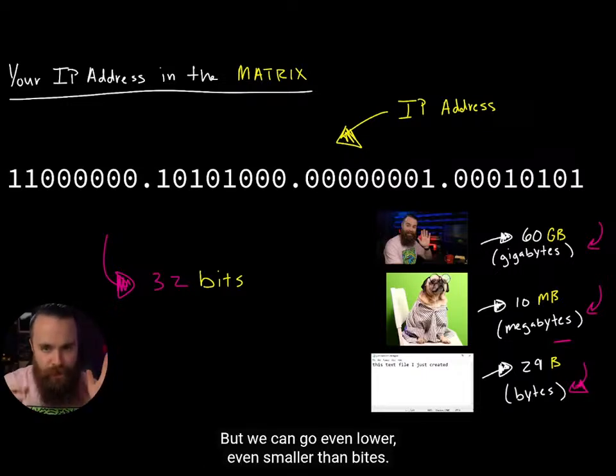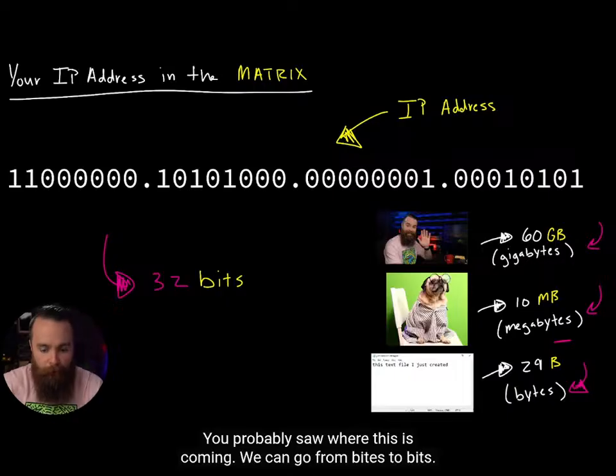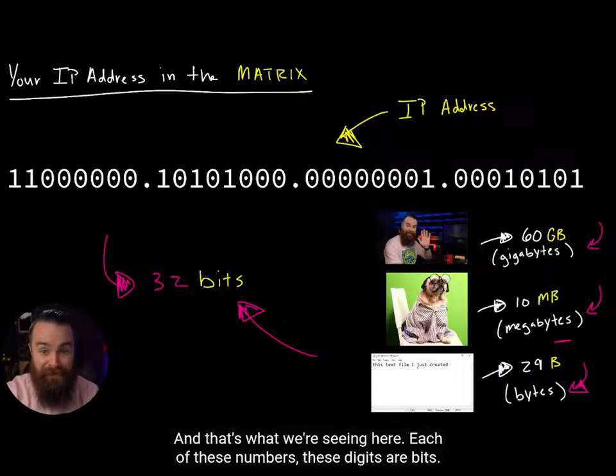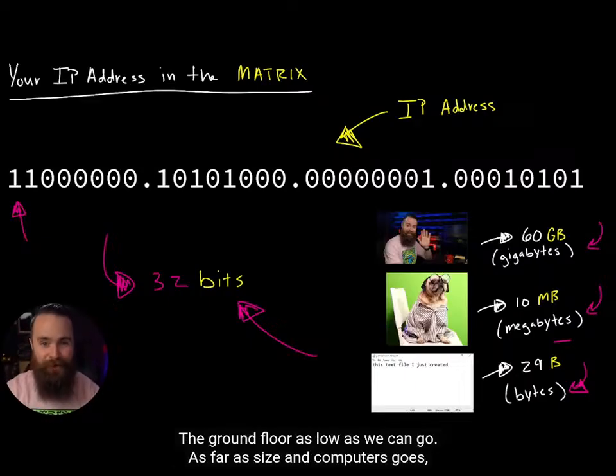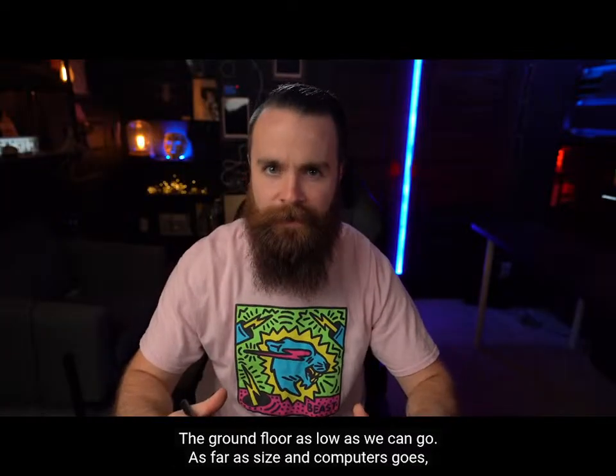But we can go even lower, even smaller than bytes. You probably saw where this is coming. We can go from bytes to bits. And that's what we're seeing here. Each of these numbers, these digits, are bits. The ground floor, as low as we can go as far as size in computers goes.